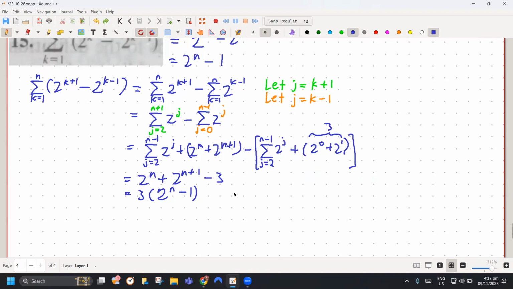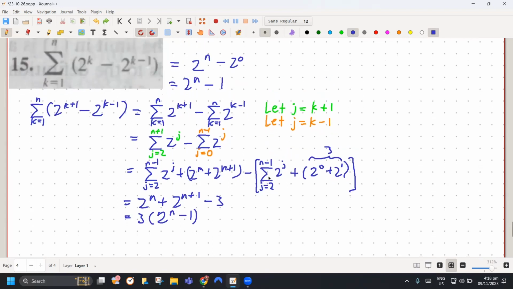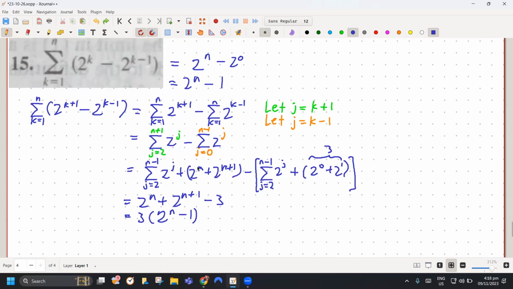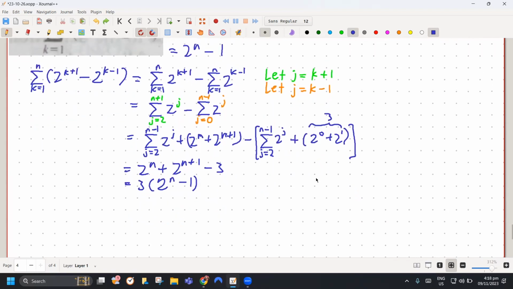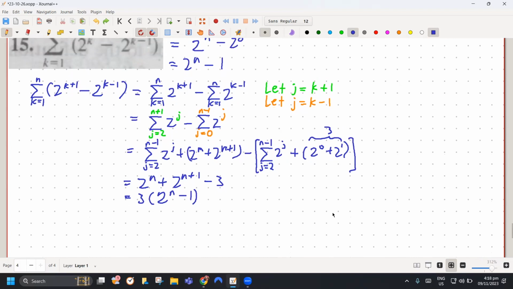Madami pa. So, for example, what if 2 to the k plus 2 minus 2 to the k minus 2? Summation from k equals 1 yung simula natin. Okay. So k equals 1 to n of 2 to the k plus 2 minus 2 to the k minus 2. Wow. So, haba po siya ulit.